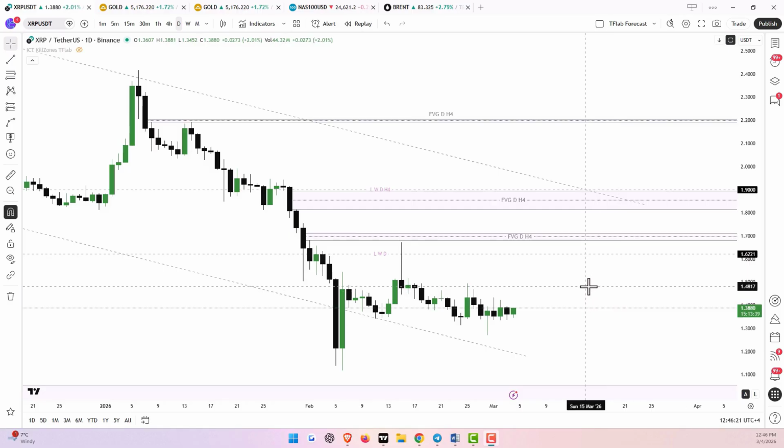I'm here with you for the daily analysis of Ripple or XRP on March 4th. By examining the daily time frame, we can see that Ripple's price is still in a downward channel.